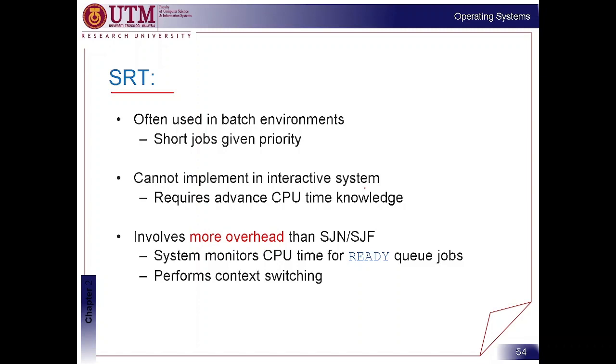in an interactive system. Next, SRT involves more overhead than SJN because in SRT the system monitors CPU time for ready queue jobs, and it also performs context switching because we can preempt in SRT. A process can be preempted by another process that has a smaller CPU burst time.